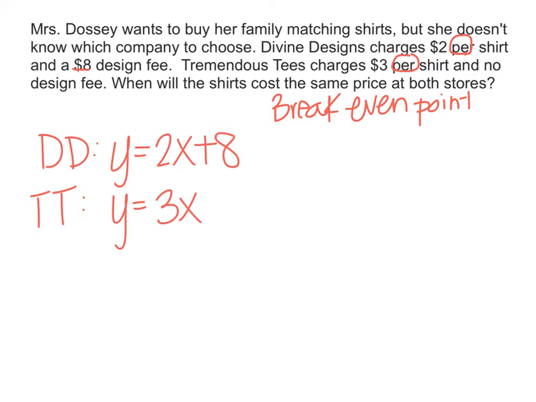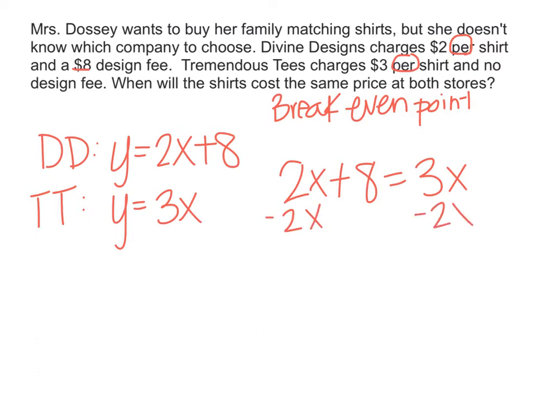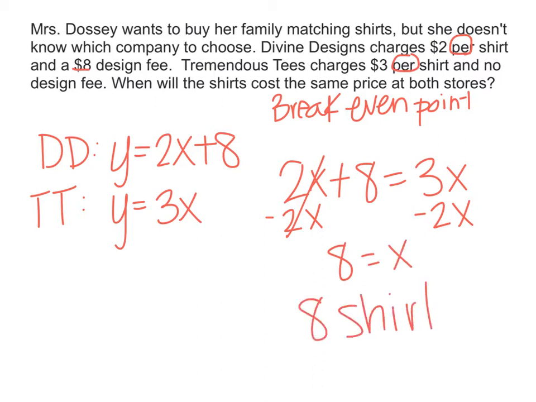So since I know it's the break-even point, or I could also call that the intersection point, I need to set both of my equations equal to each other. So I'll have 2x plus 8 equals 3x. Now to solve this equation, I need to subtract 2x from both sides. So I'm left with 8 equals x. So I know that when I have 8 shirts, it will not matter which company I buy the shirts from.